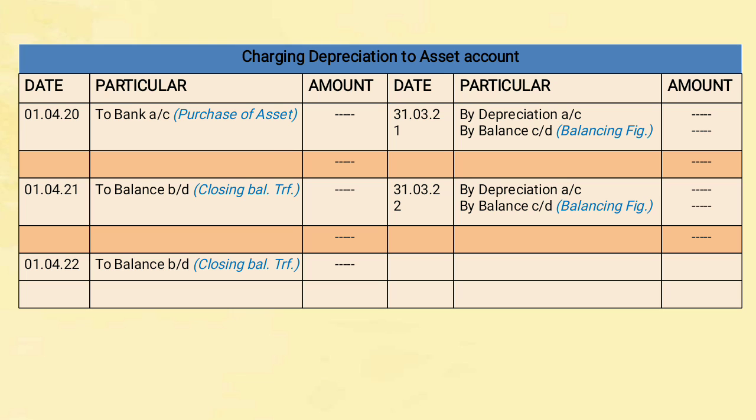Again we have to charge a depreciation. If the opening balance is 1st April 2021, then the closing will be 31st March 2022. So on that date here we have to write by depreciation account. We have to calculate our depreciation amount, then the balancing figure, because the total of credit and debit should be equal. Then this balancing figure whatever we have calculated, we need to transfer to this side as an opening balance. So this is the way how to calculate depreciation.